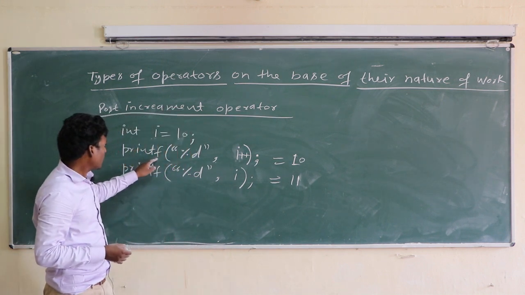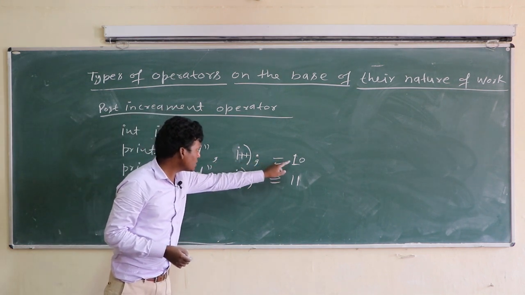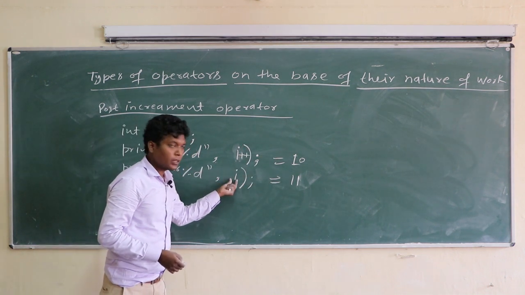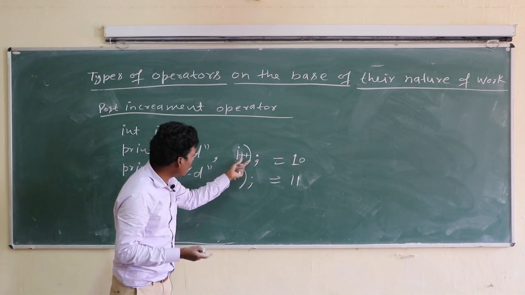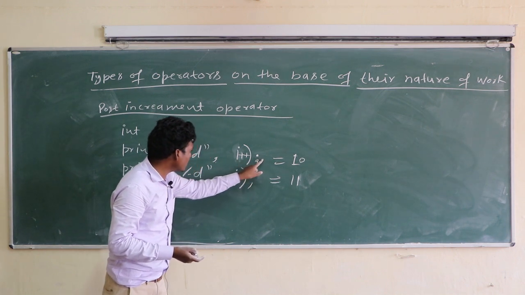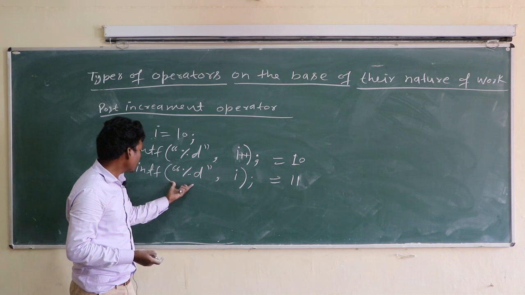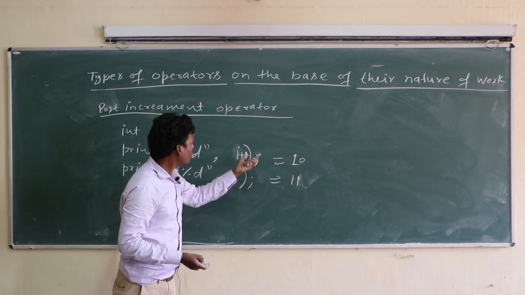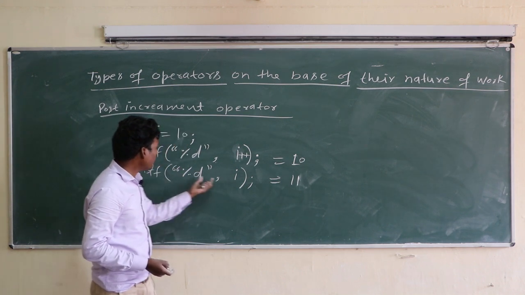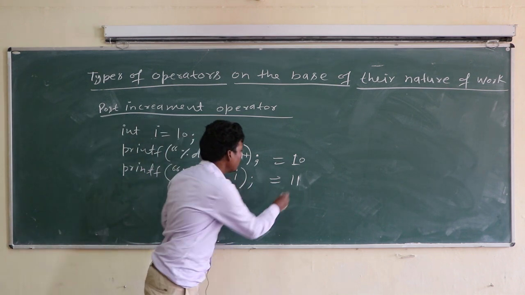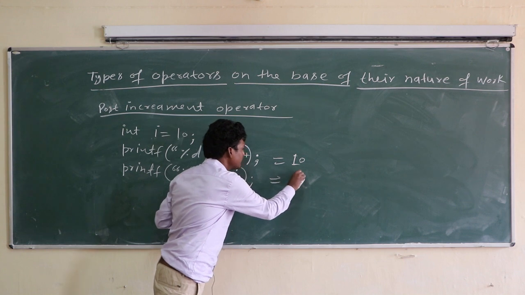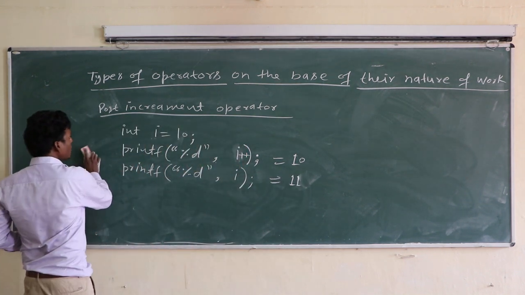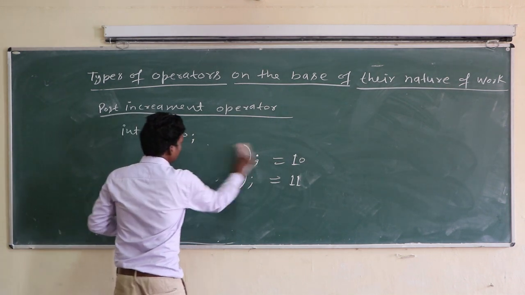So here I has value 10, so 10 is printed. In this printf, I becomes 11, because the I plus plus operation is performed after the earlier statement, and after it there is another printf. So for this printf, I's value is incremented from 10 to 11. So %d prints I and the result will be 11. Suppose, some more examples.